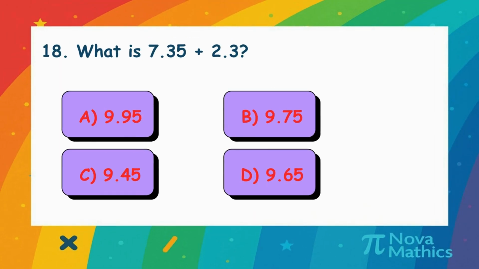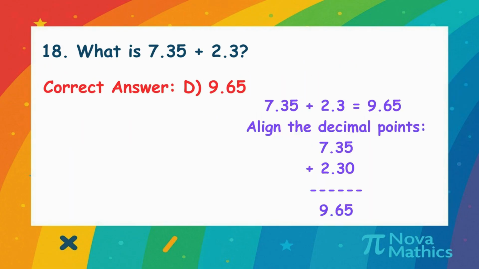18. What is 7.35 plus 2.3? Correct answer is 9.65. We add them step by step, making sure the decimal points are lined up.